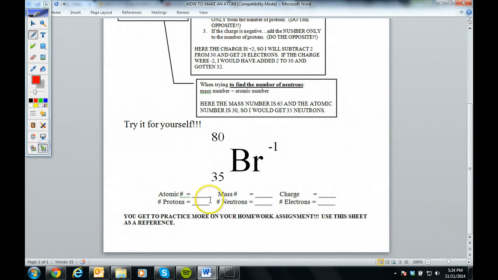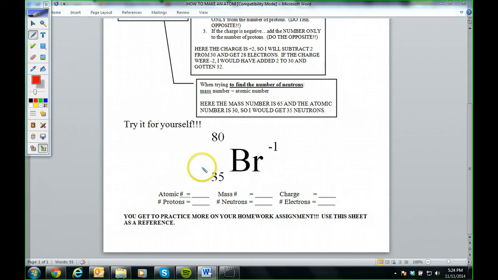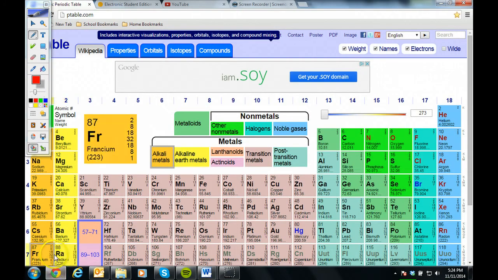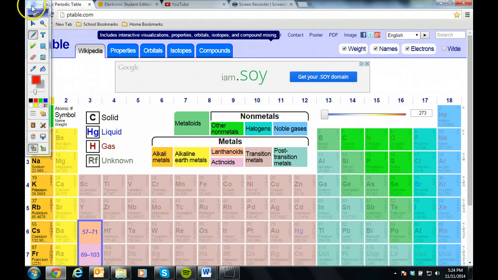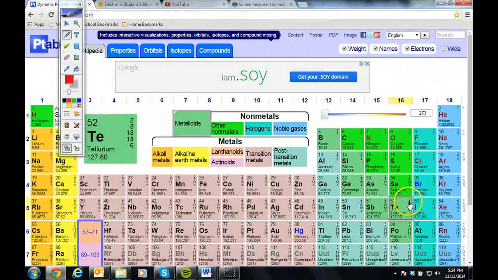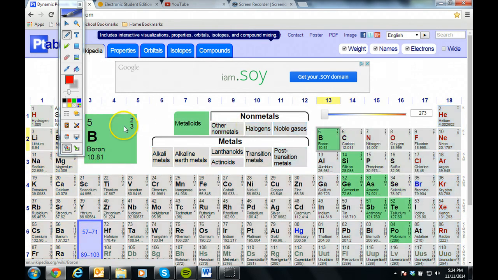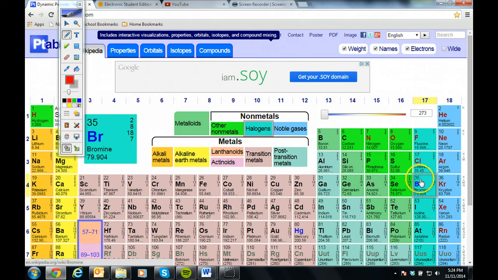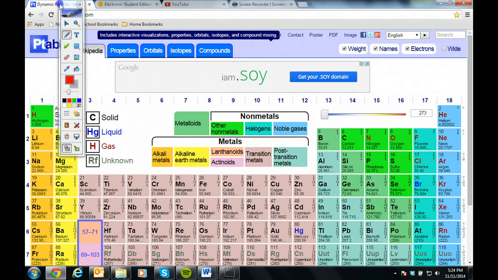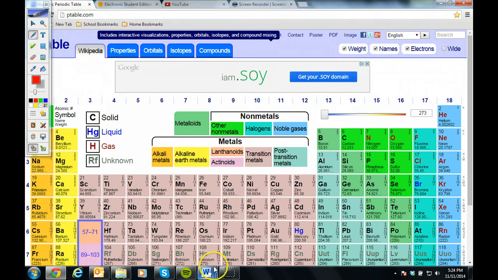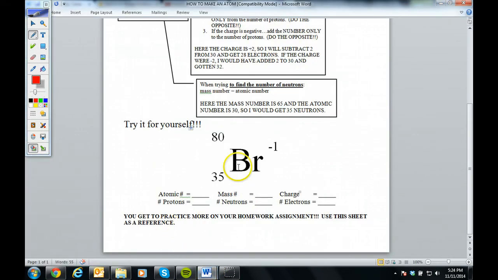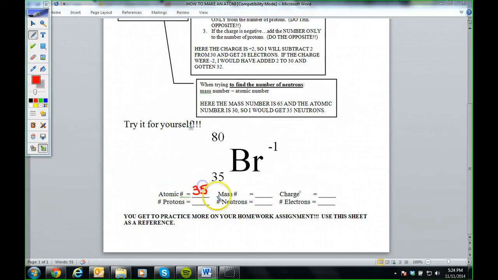Alright, we're back, and now we're going to try this problem. First, before we actually do it, let's go back and look at ptable.com. This is bromine, so if we look at bromine, bromine's right there, and there is the atomic number. The atomic number is always in this corner, and bromine is 35, because eventually I won't tell you that number, but for now I am. So the atomic number is 35. The mass number is this number. It's 80. And the charge is -1.